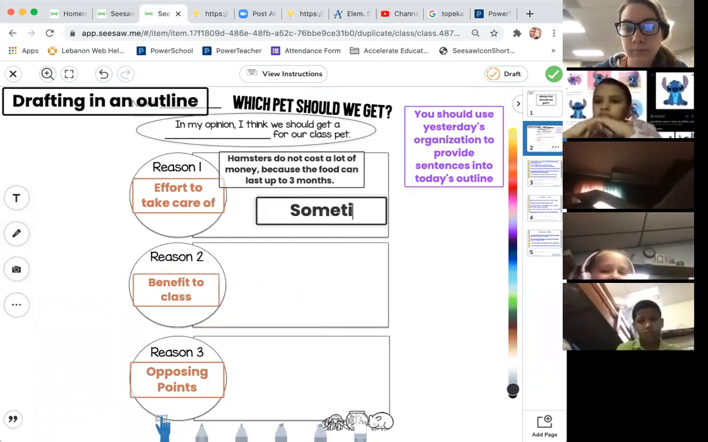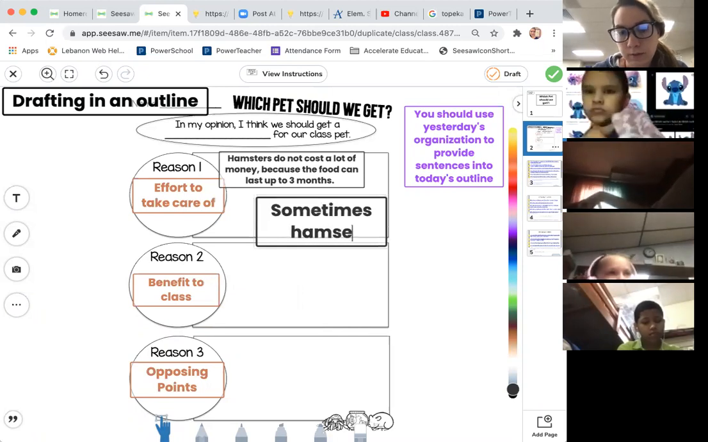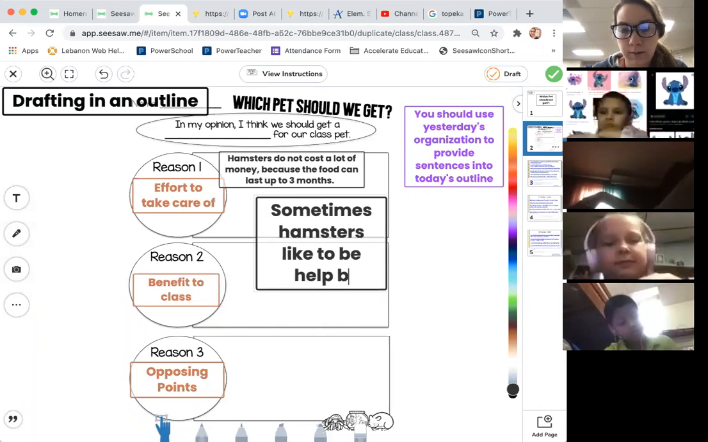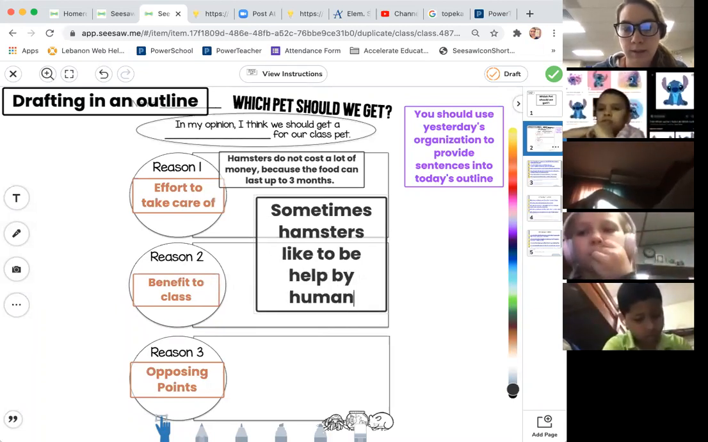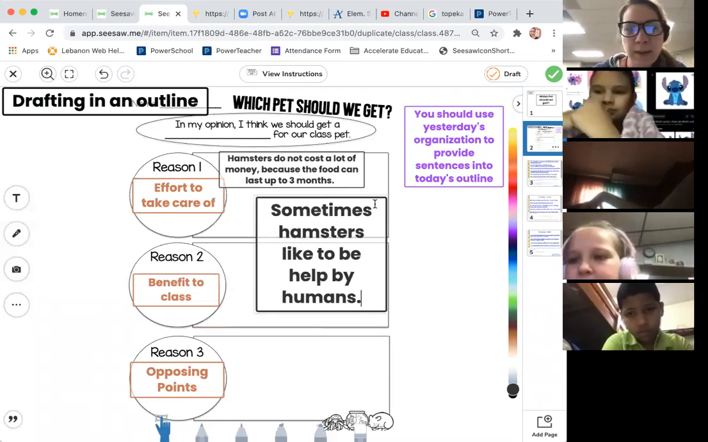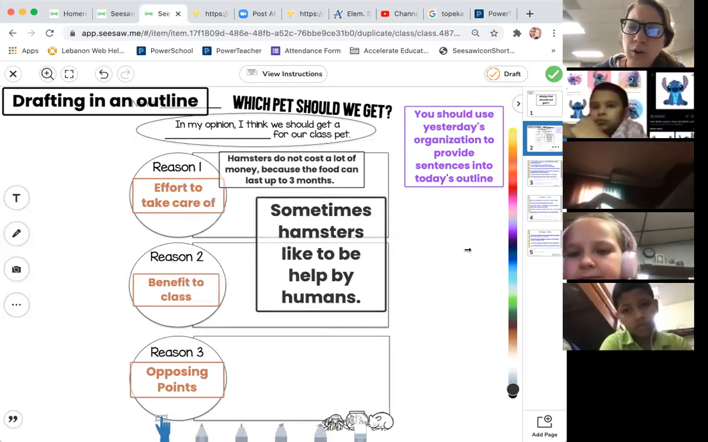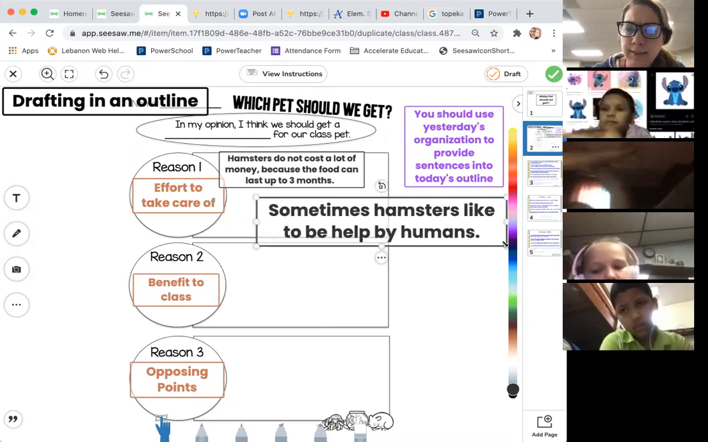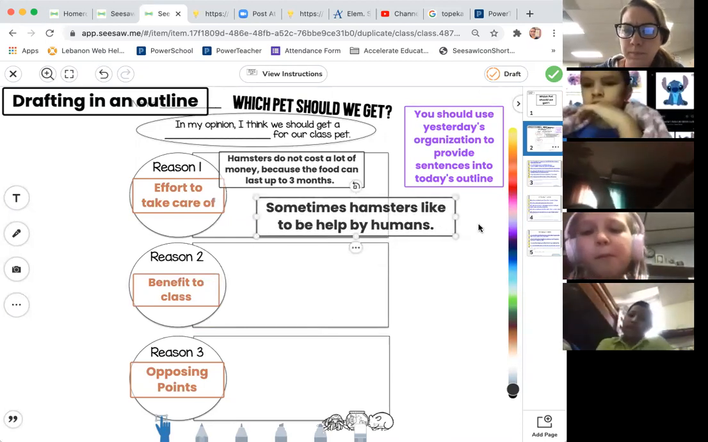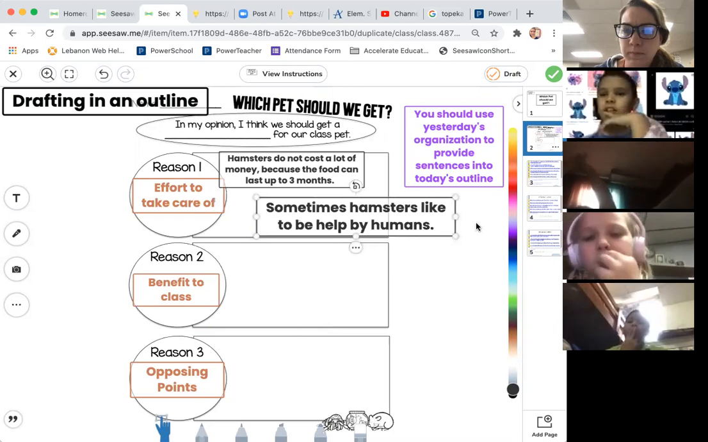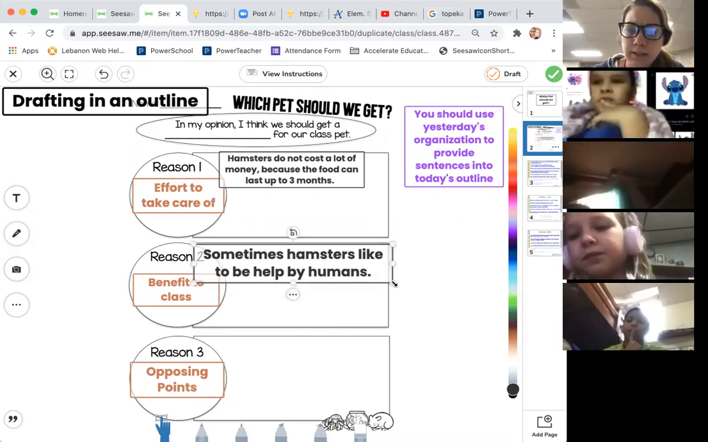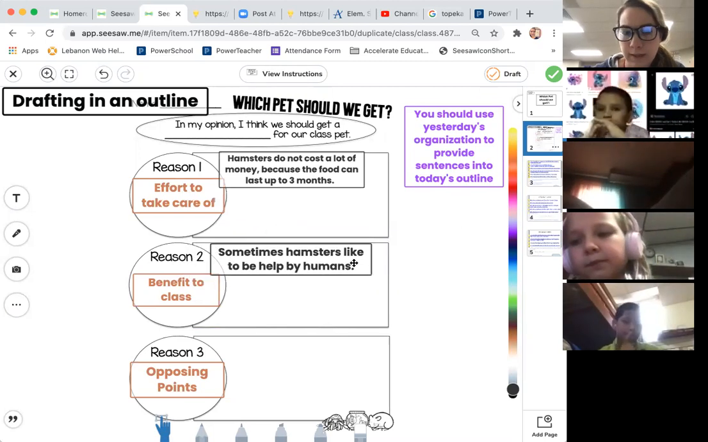Sometimes hamsters like to be held by humans. Which, would that be like effort to take care of? Would that go there, or would that be a benefit to the class? Benefit? I think it's for benefit to the class. Yeah, that's going to be a benefit to the class because it's going to help teach the class how to take care of things. Okay.